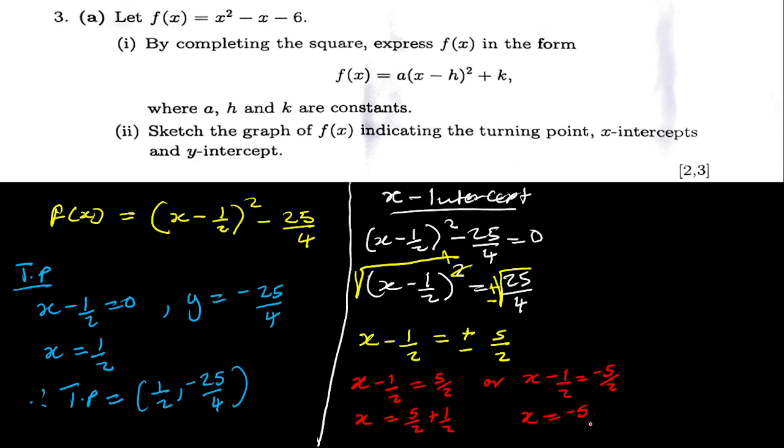So with that, you can add these two guys. If you add this, 6 over 2 is the same as 3. So this will be 3. Then the other one, x is equal to negative 5 plus 1, it will be negative 4, so this will be negative 2. So that's the x-intercepts.